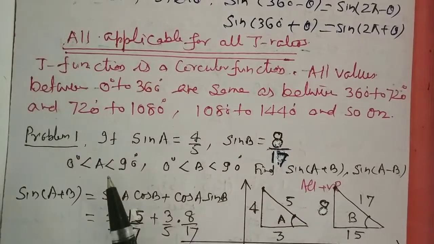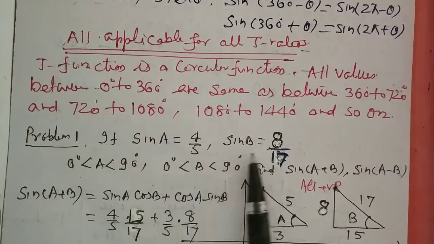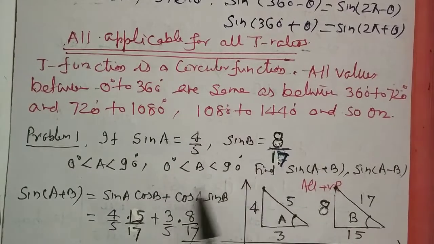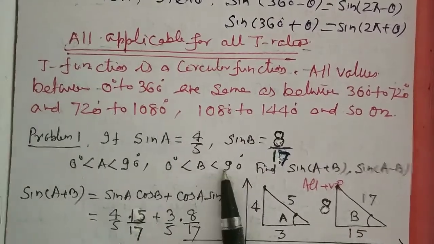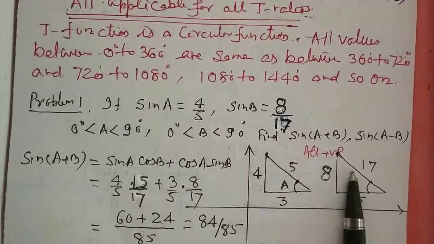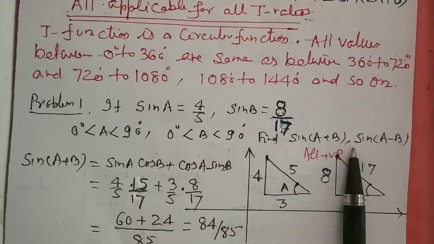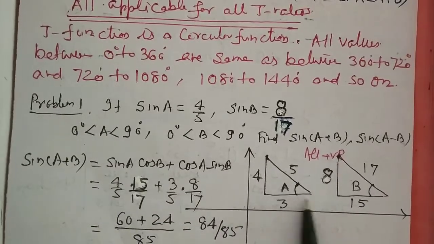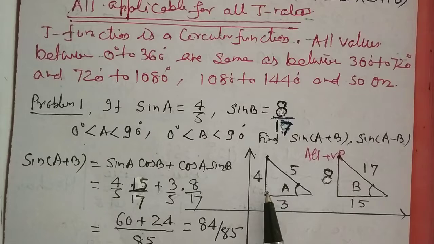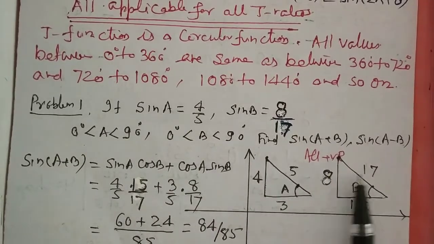Now this is a problem. Sine A is 4 by 5, sine B is 8 by 17, and both angles are in 0 to 90. So both the triangles are drawn in the first quadrant. 0 to 90 is the first quadrant. Angle A, angle B, two triangles are shown. Sine A is 4 by 5, sine B is 8 by 17.